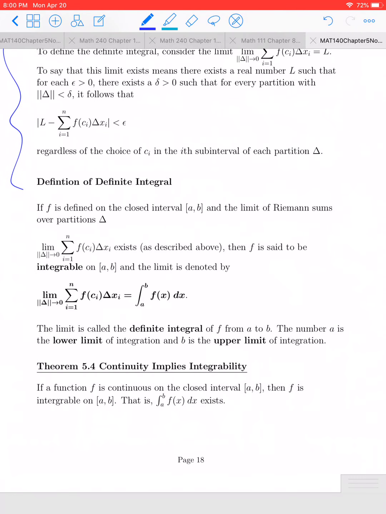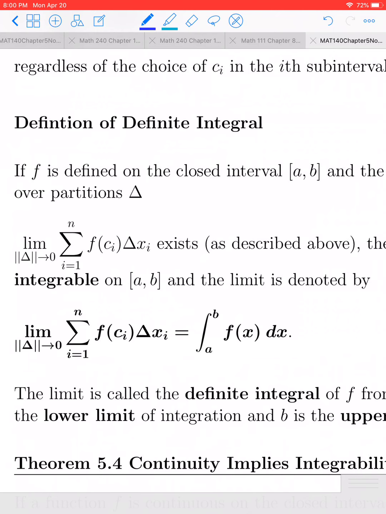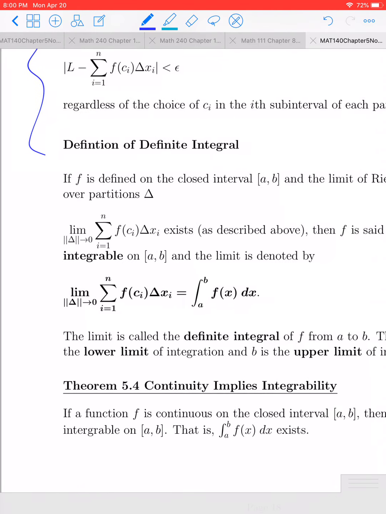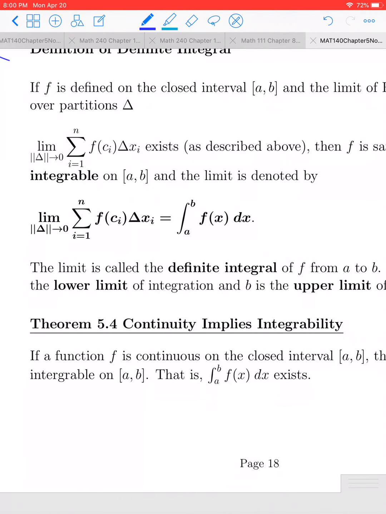This brings us to the definition of the definite integral. If f is defined on the closed interval a to b, and if the limit of the Riemann sums over partitions delta, we have the following: the limit as the norm of the partition approaches 0 of the sum from i equals 1 to n of f of ci delta xi exists, as described above, then f is said to be integrable on the closed interval a to b, and we are going to denote this limit by the following thing. This will be the definite integral from a to b of f of x dx.